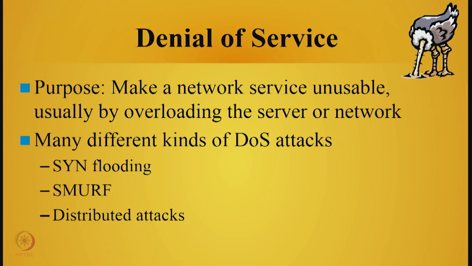The third kind of thing that you can do, for example, is denial of service. Now, this can be protected against using an IDS. The idea behind denial of service is that you ensure that your network service is unusable.